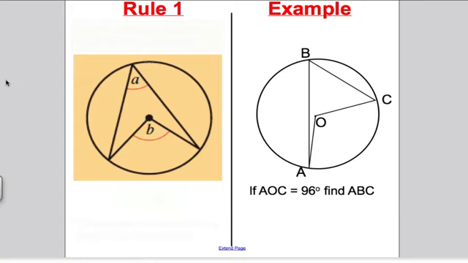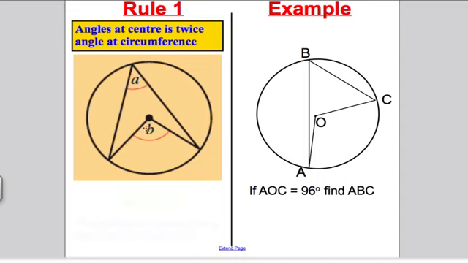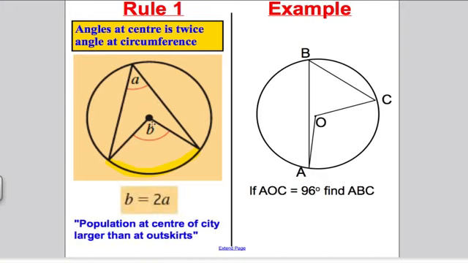Here's rule 1. Here's a picture that describes rule 1, and rule 1 says that the angle at the center of a circle is twice that of the circumference. That is, again, if they're coming from the same arc. So the angle coming from an arc at the center is twice the angle coming from the same arc at the circumference. So in this case here, B is 2 lots of A.